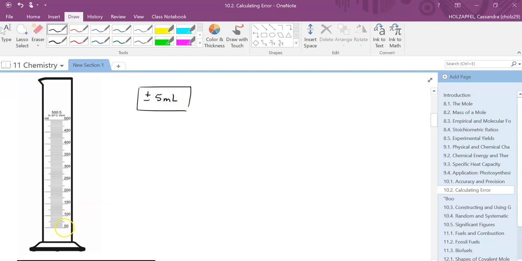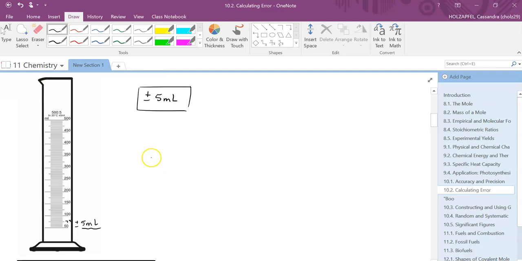As far as I can tell, this is being measured in mils, and this is going up 50, that would be 75 there, because that's halfway in between 50 and 100. And so each of these little lines would represent 5 mil. So the way that I would know that uncertainty is I would just pick the smallest possible value, and then I would just put the plus or minus in front.